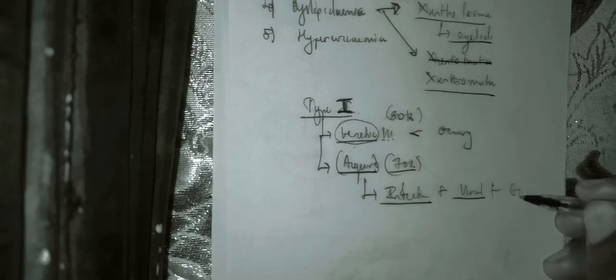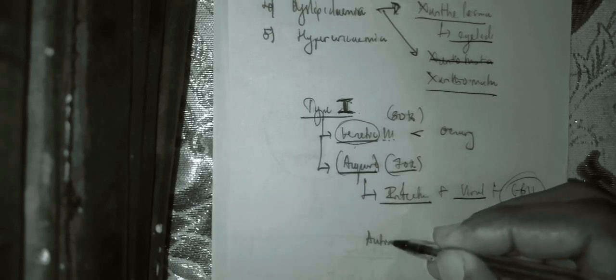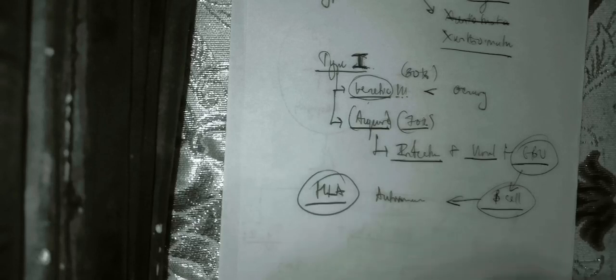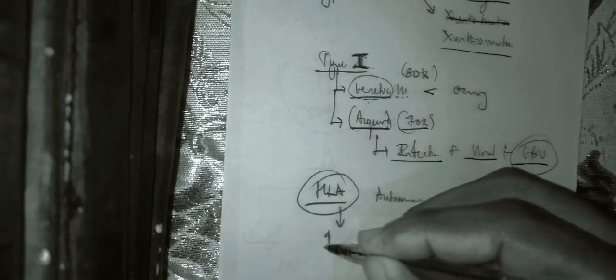And which type of infections? You have viral infections. An example of a viral infection is the Epstein-Barr virus. When the Epstein-Barr virus infects the beta cells, you are going to have autoantibodies produced. Those autoantibodies are the HLA antibodies. Those HLA antibodies are going to target the beta cells and destroy them, leading to reduced insulin production.